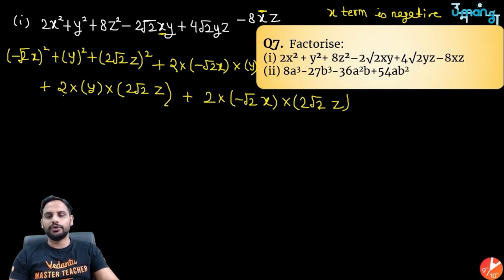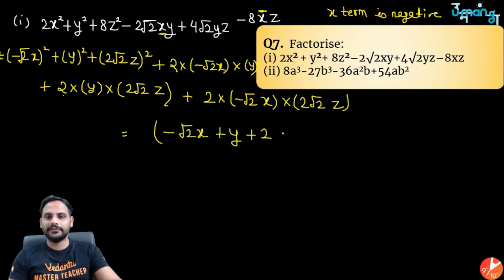Root 2 into root 2 is 2. 2 into 2 is 4. 4 into 2 is 8. 8xz. Everything is following perfectly. So I can clearly say this is the form of minus root 2x plus y plus 2 root 2z whole square.